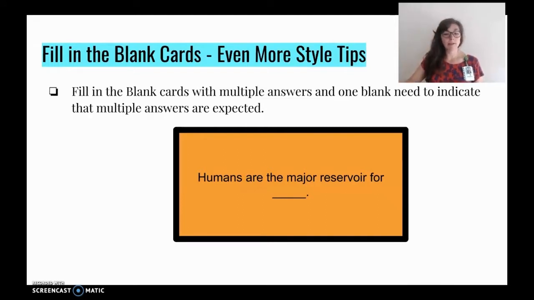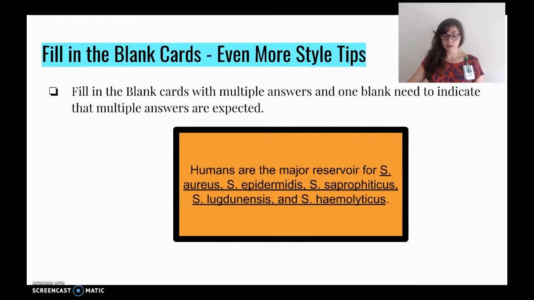Third style tip. Fill in the blanks with multiple answers, and one blank should be annotated to reflect that there are multiple answers expected. So this card here: humans are the major reservoir for blank. Well, if I was just going through a list of 200 cards, I'd probably be like, oh, 5,000 different things, but probably Staph aureus, because that's what we're talking about in this class. But the actual answer: Staph aureus, Staph epidermidis, Staph saprophyticus, Staph lugdunensis, and Staph hemolyticus.